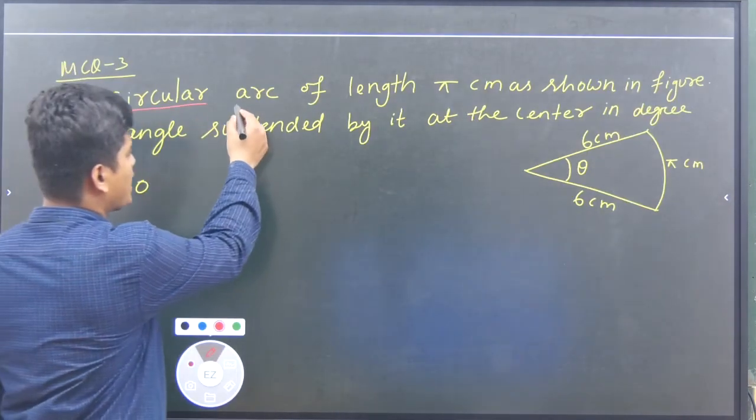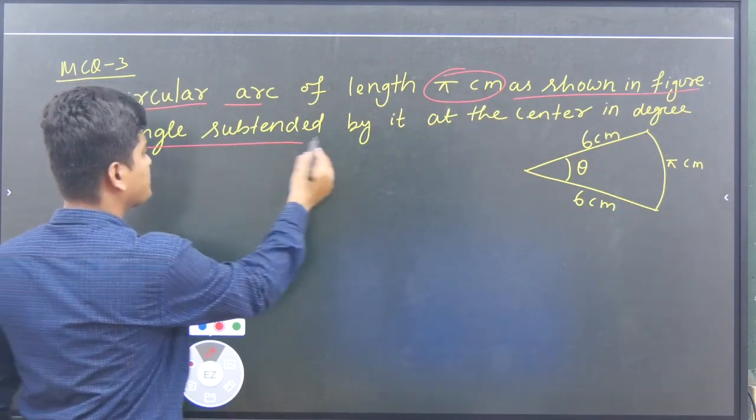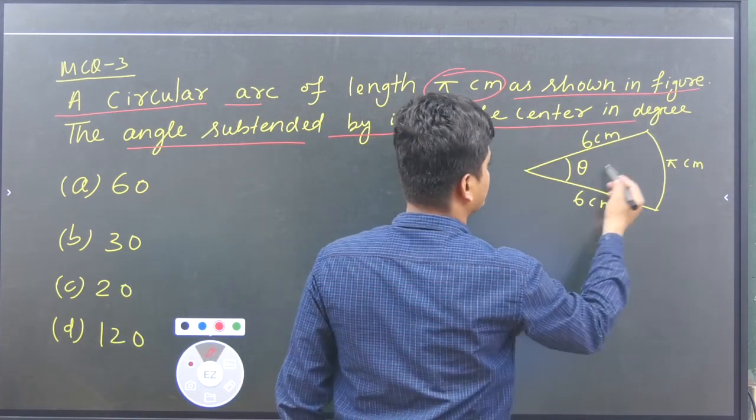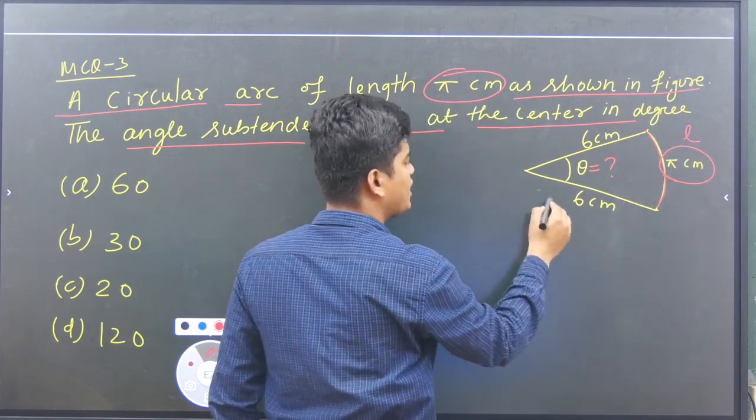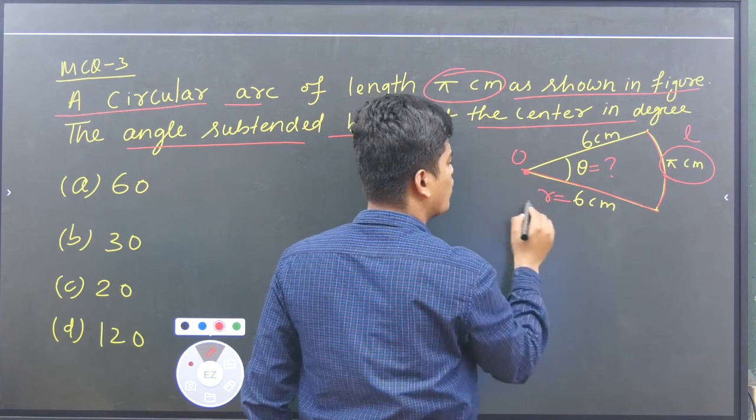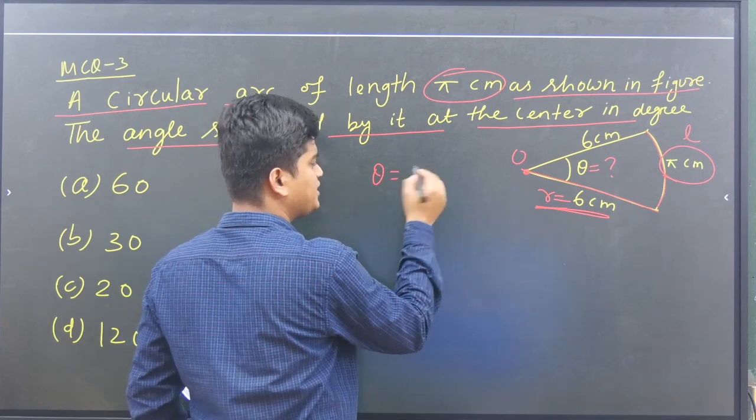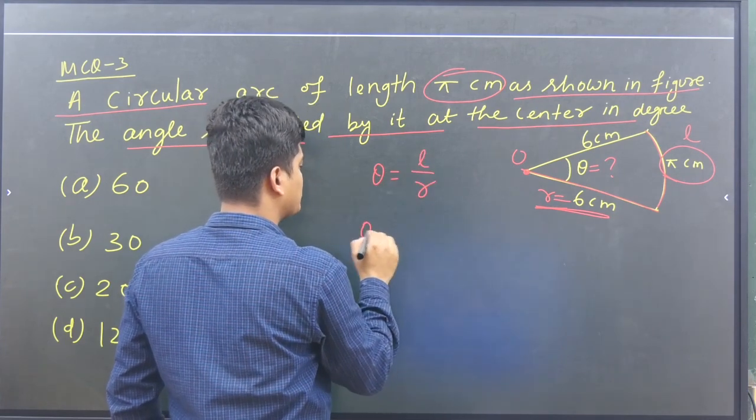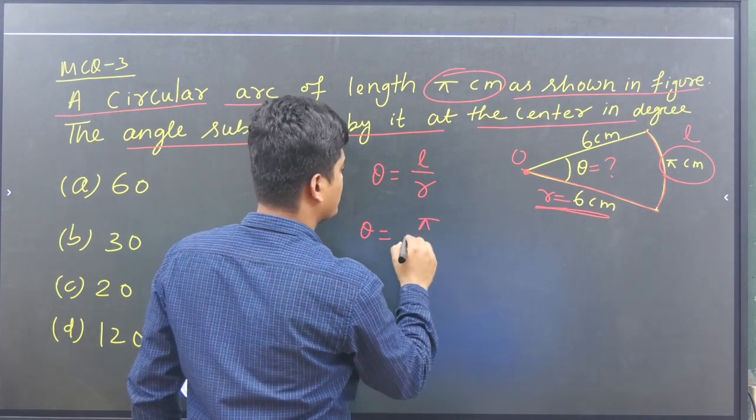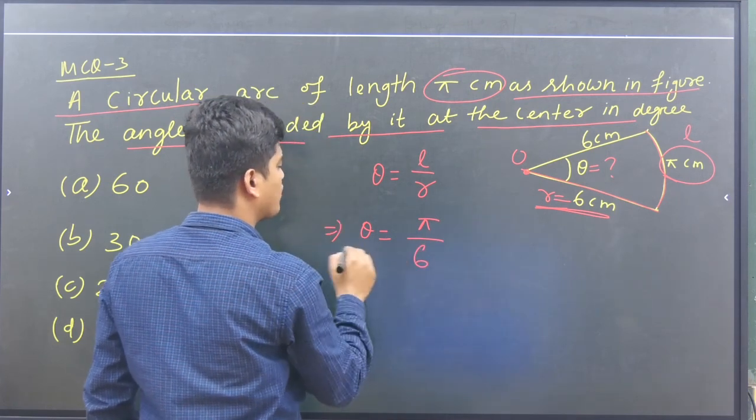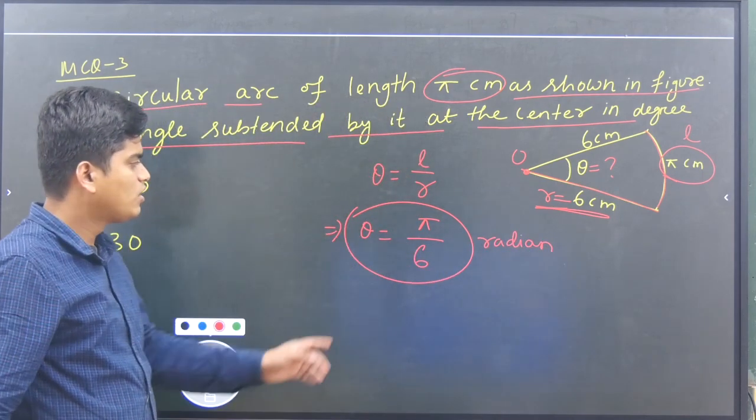Here in this question it is telling, a circular arc of length pi centimeter as shown in figure. Now the angle subtended by it at the center in degree. So this angle you need to calculate, and this arc is given as pi, that means this length is given, and this r is nothing but the radius, this is the center O. So radius is given 6 centimeter. So in plane angle we just discussed, this theta or d theta is nothing but L by r, and here this L is given pi, and r is given 6. So it is coming theta equal to pi by 6, and it is basically in radian.